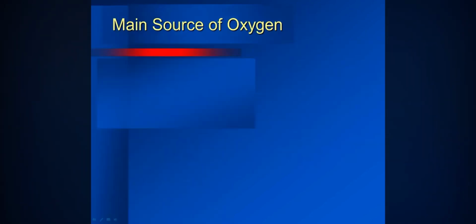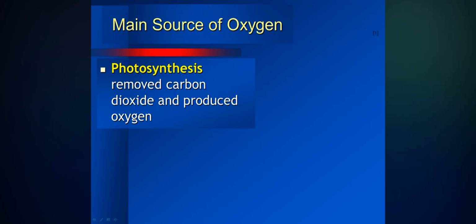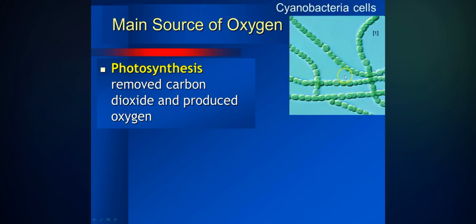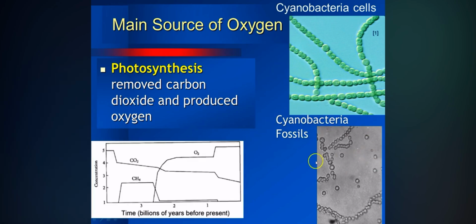The main source of oxygen is from photosynthesis. Photosynthesis removed carbon dioxide from the air and produced oxygen. You probably know about that. Most people already know about photosynthesis. And these are the guys that did it way back then. So cyanobacteria, of course these are modern day cyanobacteria, but here is fossil cyanobacteria. You can see that they're very similar looking, but these are more than 2 billion years old. So cyanobacteria before 2 billion years ago were producing oxygen. They started to produce oxygen and releasing it into the atmosphere, and that caused oxygen to increase.